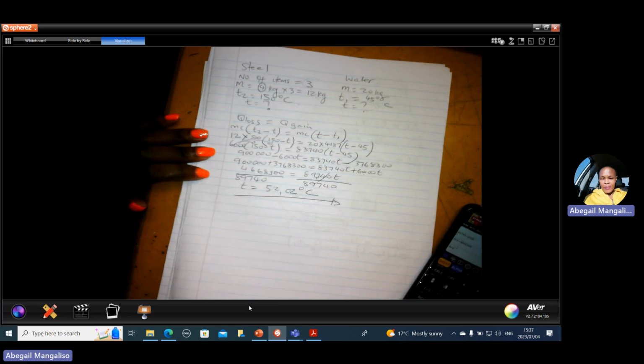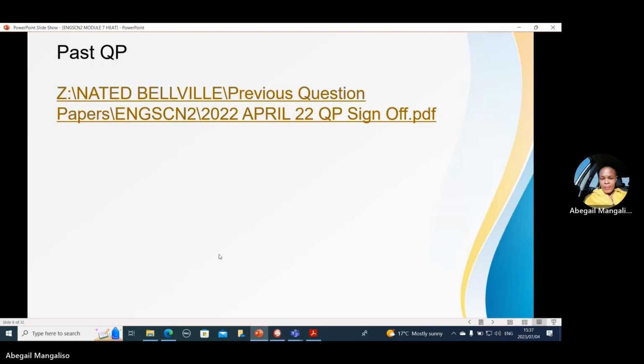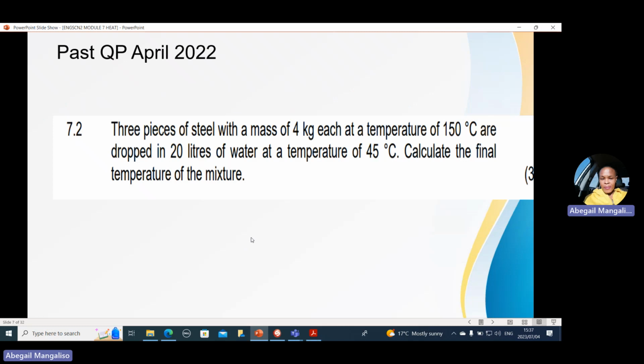Not all the questions you'll be calculating the common temperatures. In some questions, you can calculate the mass of one of the sides, or you can be calculating the capacity, which is the type of material. This is how you solve it. So we can look at the second example.